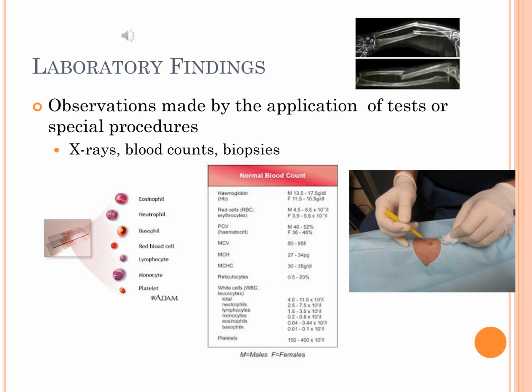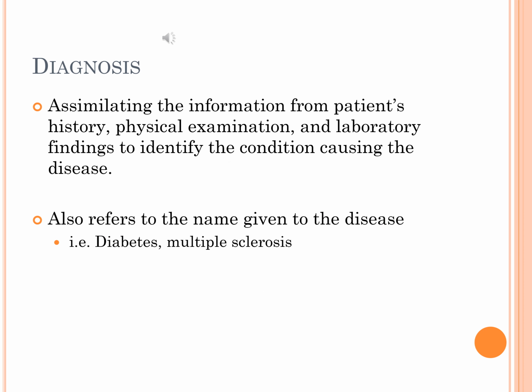Laboratory findings are observations made by the application of tests or special procedures, such as x-rays, blood counts, biopsies. Diagnosis: assimilating the information from the patient's history, physical examination, and laboratory findings to identify the condition causing the disease. It also refers to the name given to the disease, i.e. diabetes, multiple sclerosis.